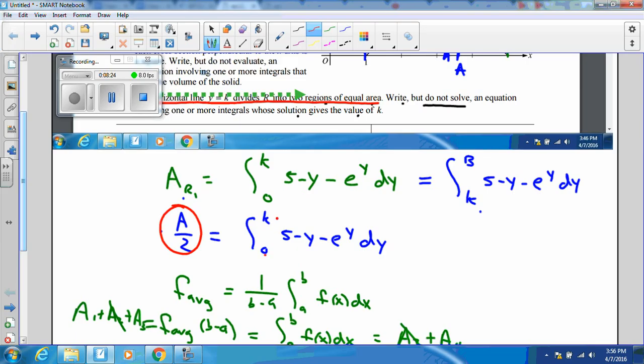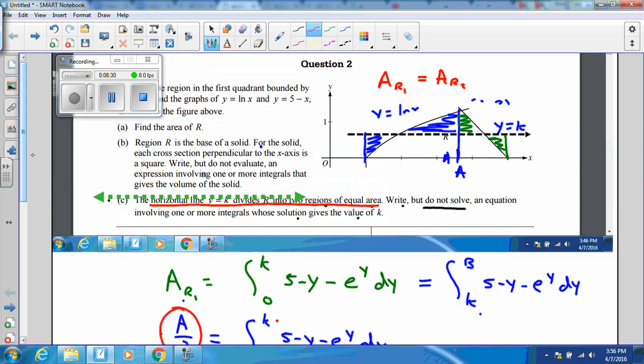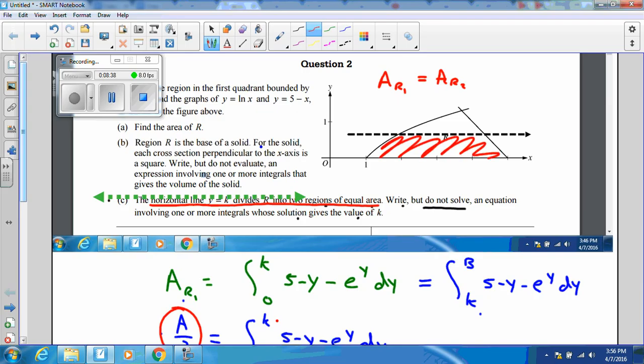Again, the right way to do this is to find the area of the region and set half of that area equal to the integral from 0 to k of right curve minus left curve. Because what that does for us is to compute the area of this region right here.